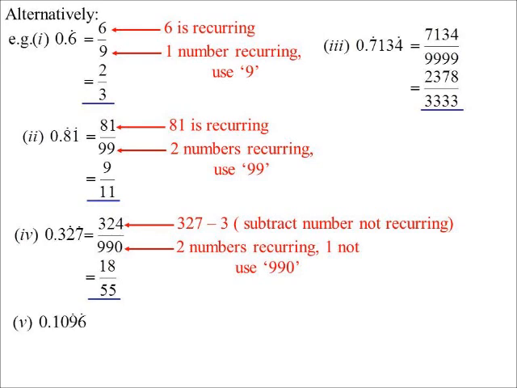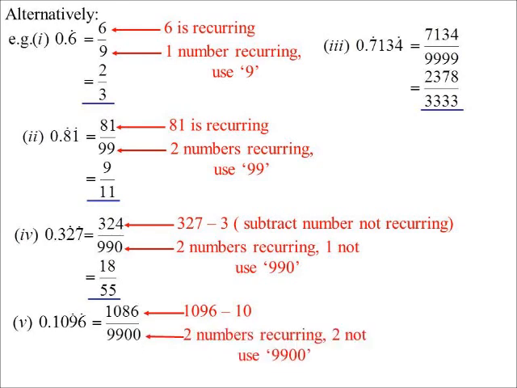So if I had 0.1096 repeater, but only the 9 and 6 are repeating, then I know it's going to be 1,096 minus 10, over 9900. Two numbers repeating, I'll put down 2 9s. Two numbers not repeating, I'll put down 2 0s. And that turns out to be 181 on 1650. As I say, taking advantage of the pattern means I don't have to spend all that time with the simultaneous equations. I can come up with the answer straight away.